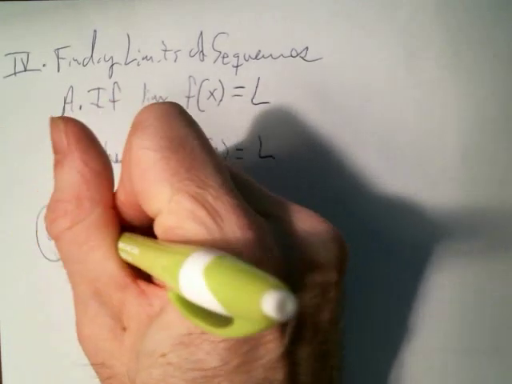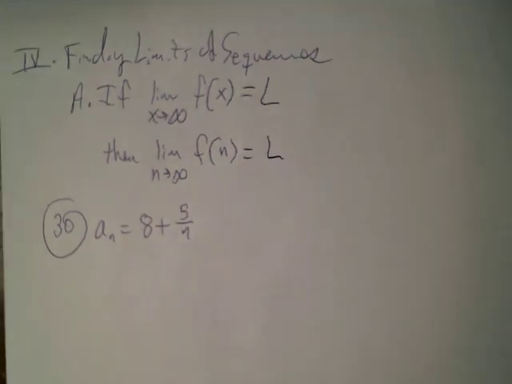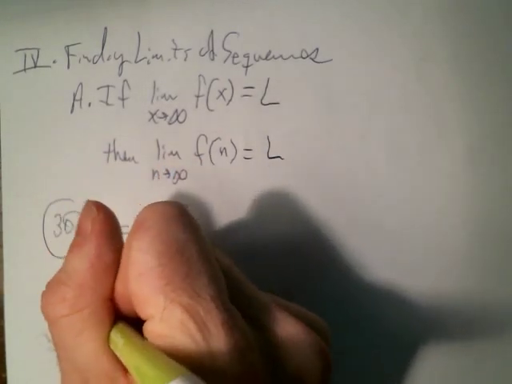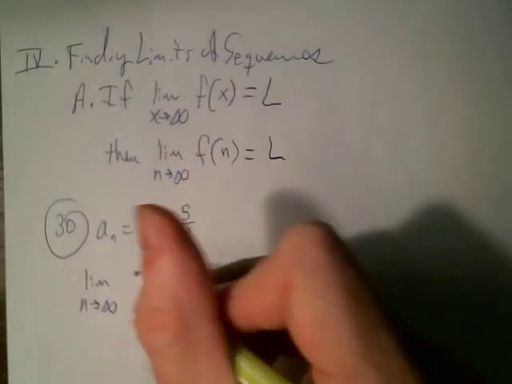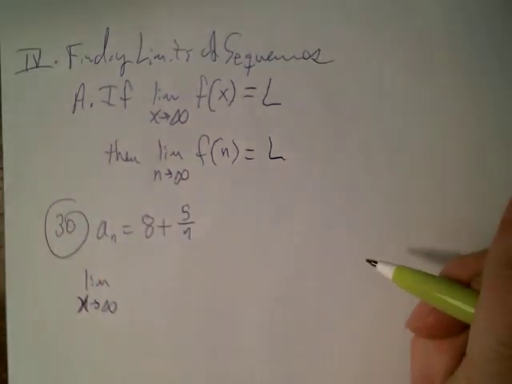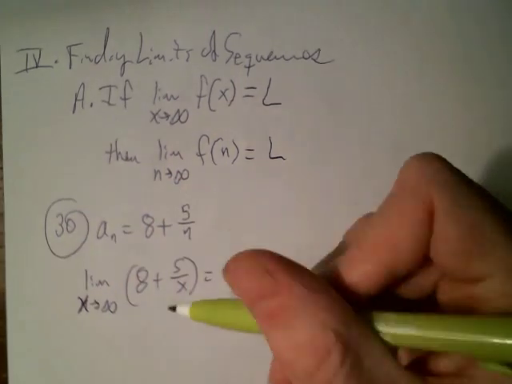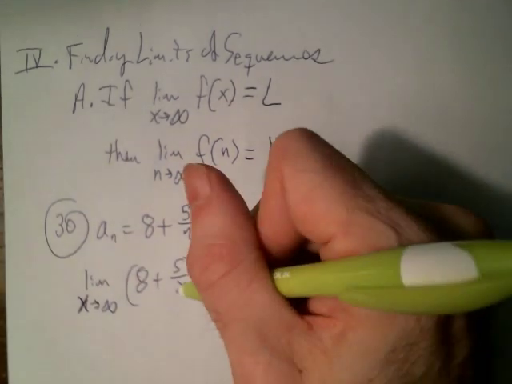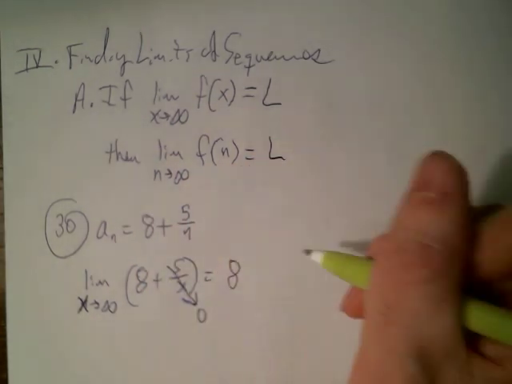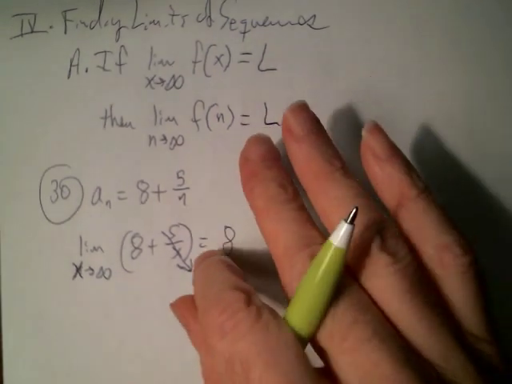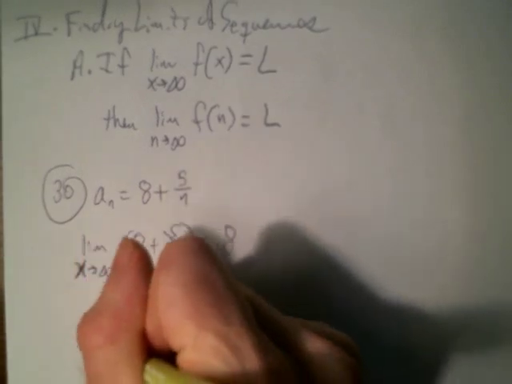Okay, so problem 30, we have a sub n equals 8 plus 5 over n. If we were working in Calc 1, the corresponding question would be, what is the limit as x goes to infinity of 8 plus 5 over x? As x goes to infinity, this thing will go to 0, and the limit of 8 is just a constant, so this will just be 8. So what does that tell me? That tells me that the limit of the sequence as n goes to infinity is also 8.